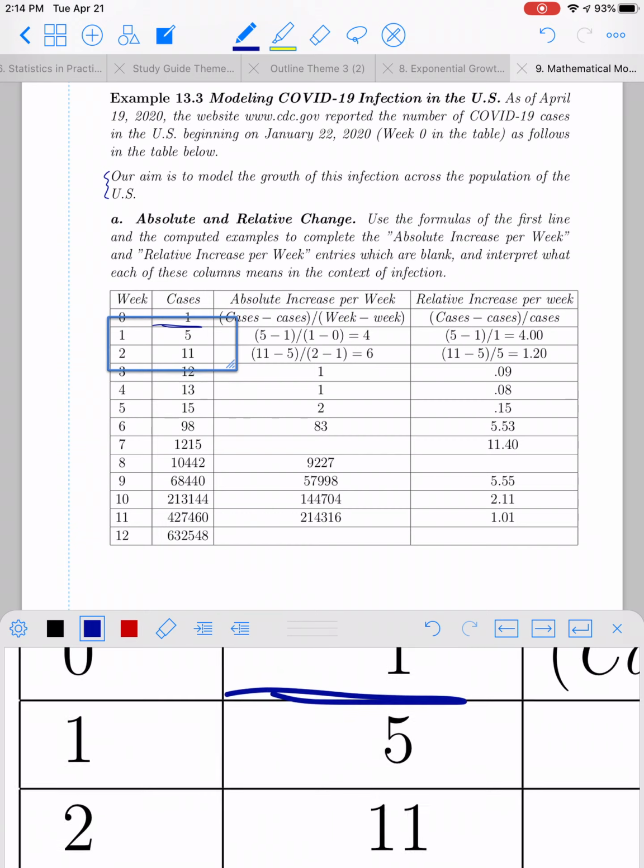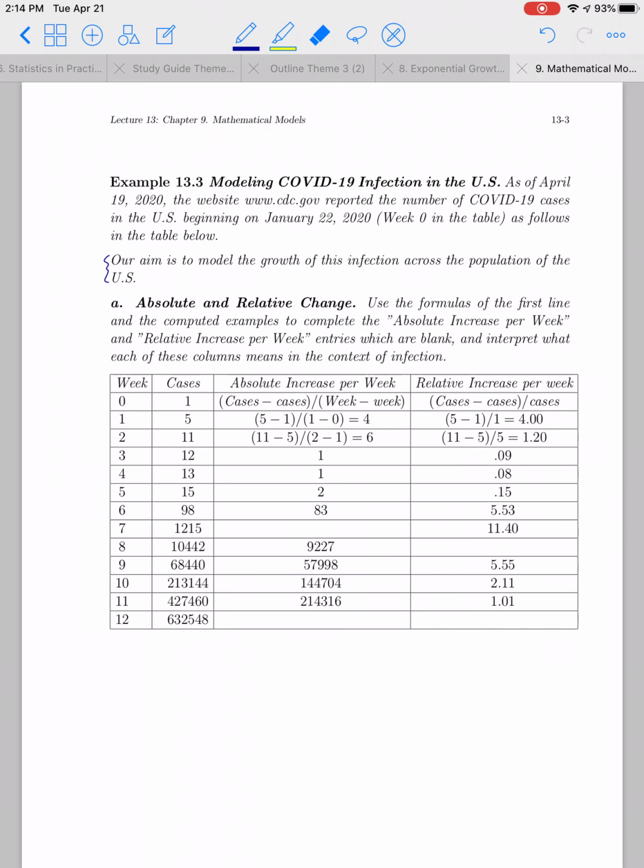Now, what actually came from cdc.gov in regards to this data is this table right here. And note that this is weekly data. The data that's reported on the website is actually daily, but if we did daily, we'd have 12 times 7, 84 days on this table that we'd have to look at. So to simplify our analysis, I just collected it as weekly reports. So let's complete some things.